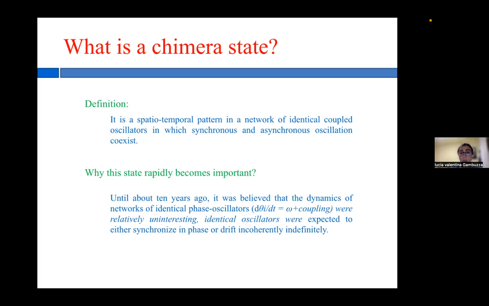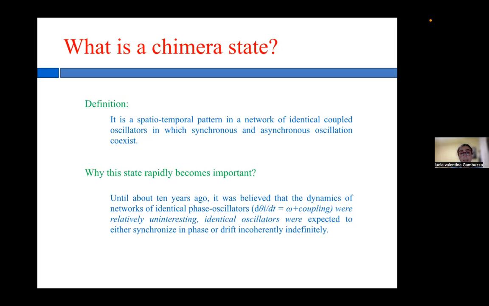So this is the definition, just a spatio-temporal pattern in a network, and in particular the network is made of identical units. So the only way to obtain this particular state is to look at the characteristics of the topology of the system. As I have said, the first paper talking about this hybrid spatio-temporal pattern dates back to 2002. So why did this behavior become important only in relatively few years?